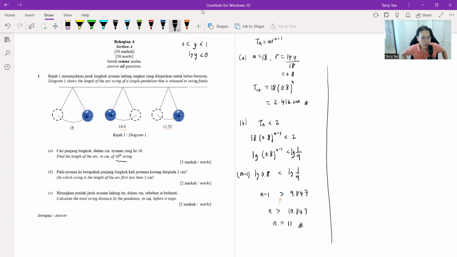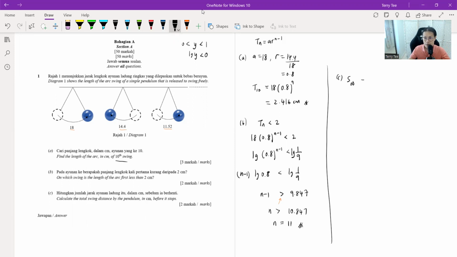The last part, we want to find the total distance traveled by the swing, by the pendulum, before it stops. So we know we have to use sum to infinity because this number is going to go on and on. Although it's going to be smaller, there is still a distance traveled, right? So we just have to use sum to infinity.